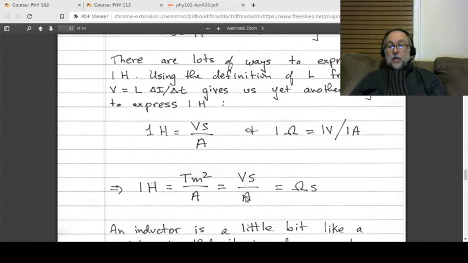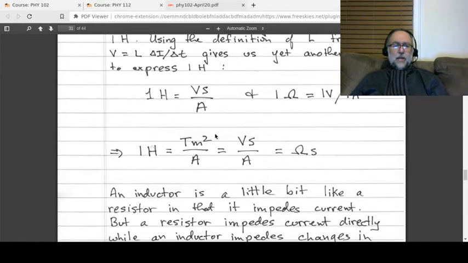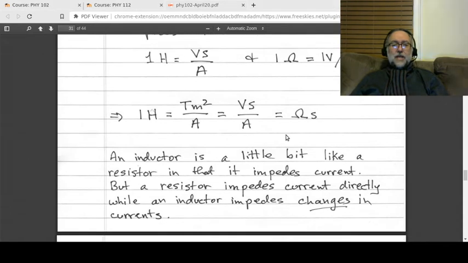And so we have a volt here and we have an amp there, so a volt divided by an amp is an ohm. So another way to think of a Henry is as an ohm second. Okay, so 1 Henry is the same as 1 ohm second. All right, and this is actually not that bad.